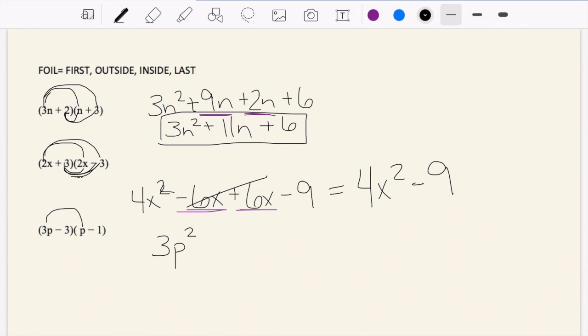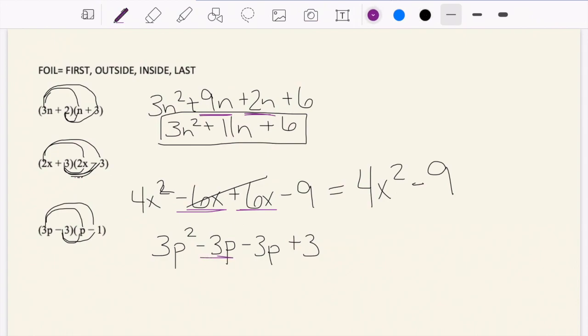So we have our outsides now, so 3p times negative 1. So negative 1 times 3 becomes negative 3. And then we need to add its last name, negative 3p. Inside, so the inside of this parenthesis times the inside of this parenthesis. So negative 3 times p just becomes negative 3p. And then last, the last of this parenthesis times the last of this parenthesis. So negative 3 times negative 1 becomes positive 3.